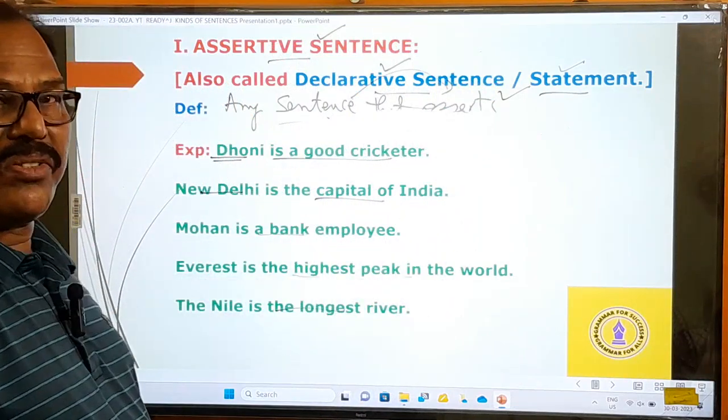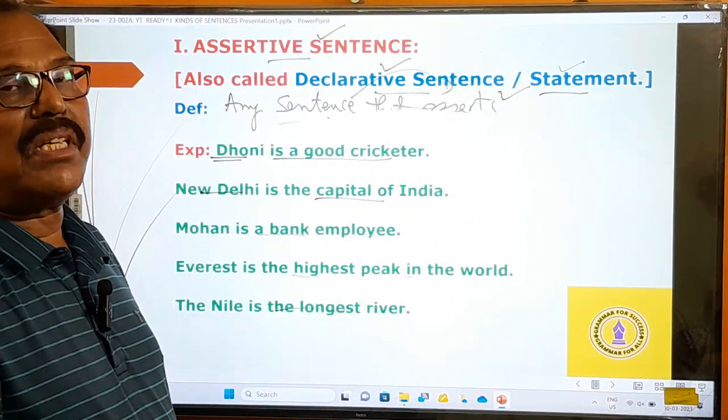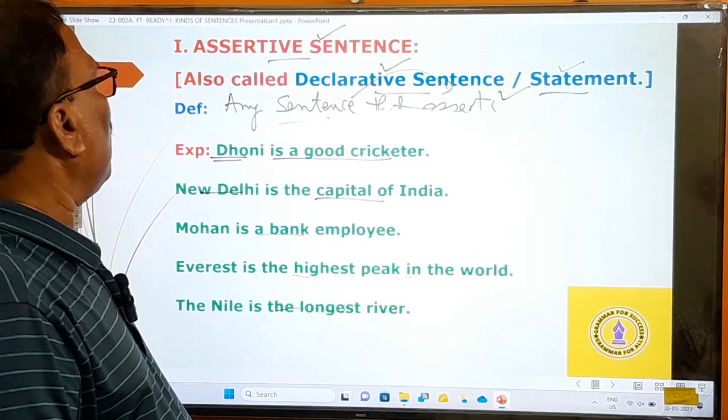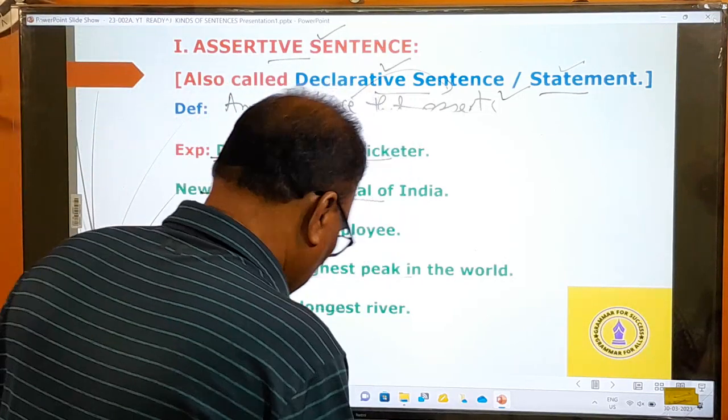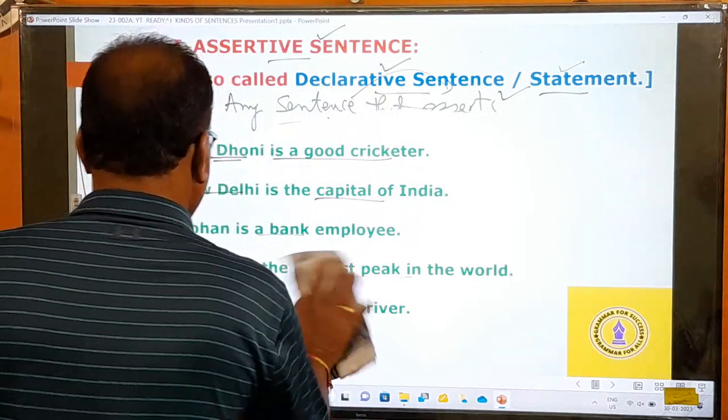By any one of these three names, you can call them. This is all about an assertive sentence, right? Now let's go to the next kind of sentences, right?